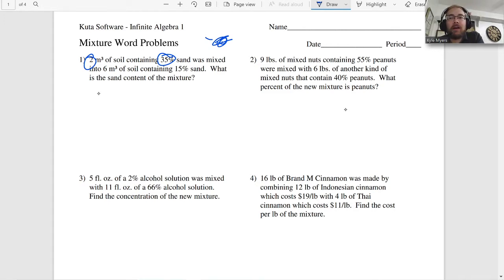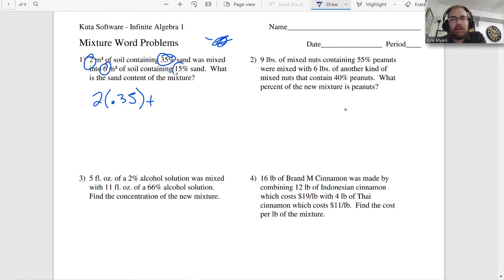So if we want to figure out how much, you would just take 2 and then multiply it by 35% as a decimal, right? Try not to do any math with percents. That's usually not a good idea. So always convert it to a decimal or a fraction before you start doing math. So 2 times 0.35 would tell me how much actual sand I have. Plus, well, it's mixed, right? That's why I'm adding.